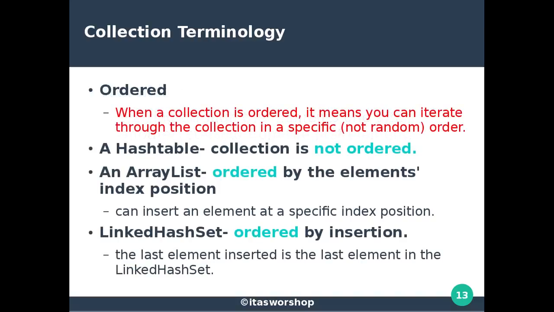Then there is something known as ordered or unordered. When a collection is ordered, it means you can iterate through the collection in a specific order, not random order. When we are iterating through the objects, some rule is there. It's not like we are just randomly picking one object. For example, a hash table collection is not ordered, while an array list is ordered, because in an array list we are maintaining an index. And linked hash sets are ordered by insertion. We'll see how these are ordered or unordered.